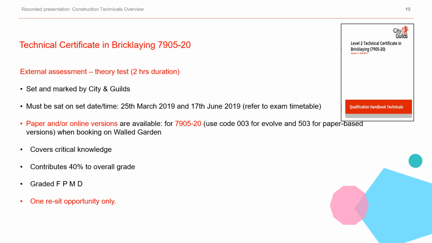And then there's a bit more information there: it's 48 multi-choice questions, it contributes to 40% of the overall grade, and as I said, you get a pass, merit or distinction as an outcome, and there's 1 reset opportunity only allowed. So there is an in-year reset opportunity for the exam. If you took the exam in March, then the opportunity to resit would be in June.